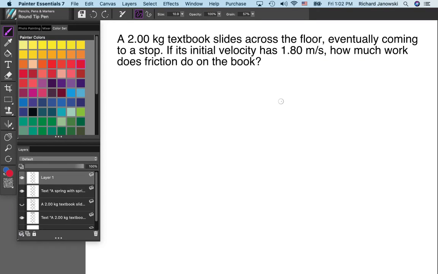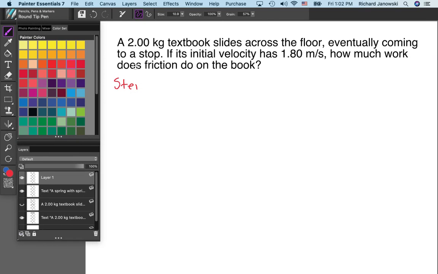So as usual, here's me struggling with the Wacom tablet. Let's go cadmium red. Nice color. As usual, start off with step... Oop, I hit the button and the thing slid around. All right. Step one, what are we looking for? We're looking for how much work does friction do? So we're looking for W sub K, work of kinetic friction. So this is equal to question mark, and the units for this will be joules.